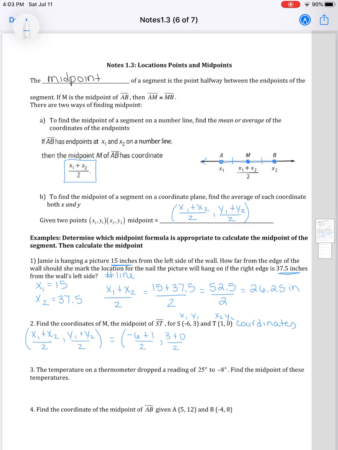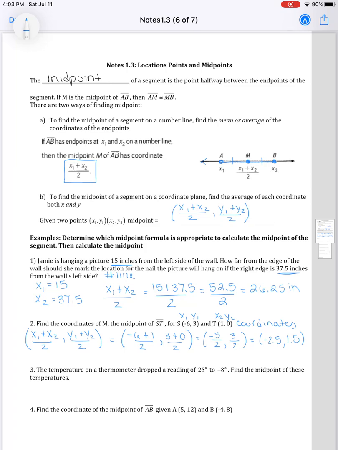So we've got -6 plus 1 divided by 2, and we have 3 plus 0 divided by 2. Well, -6 plus 1 is -5. 3 plus 0 is 3. -5 divided by 2 is -2.5, and 3 divided by 2 is 1.5. And for points, there's no units. It's only for the ones where you're dealing with the number line or something like 1 where the units were given to you that you have to include them.